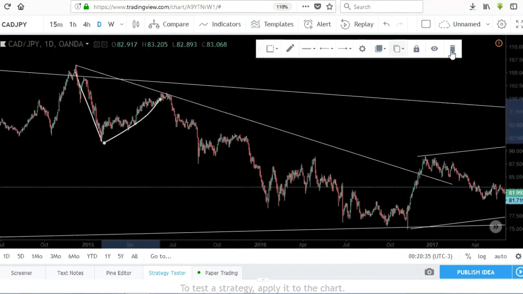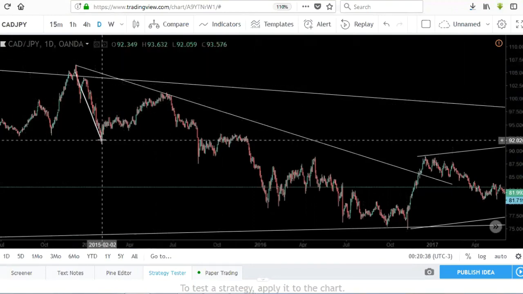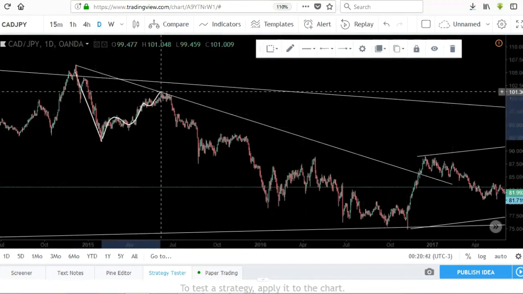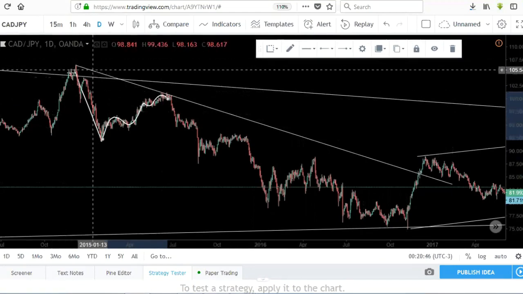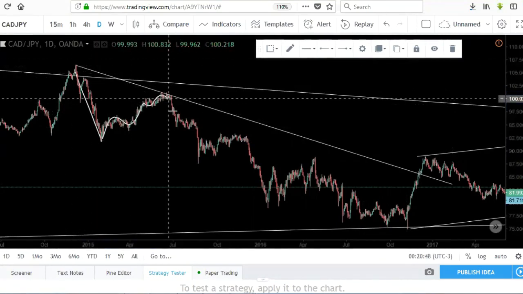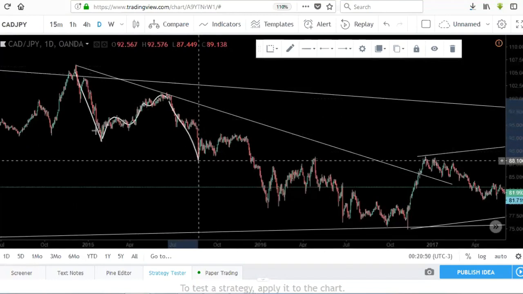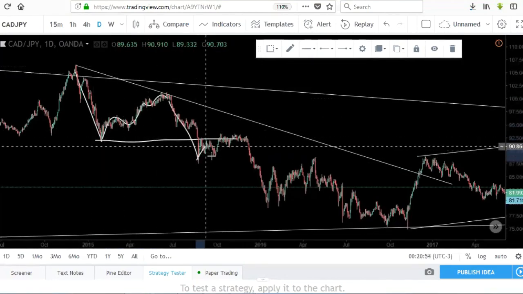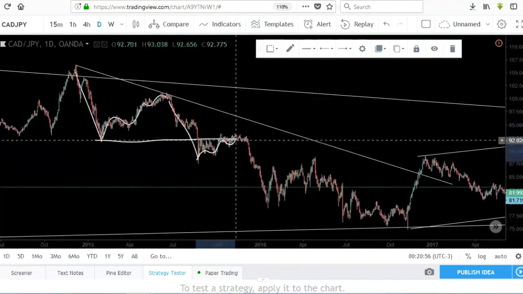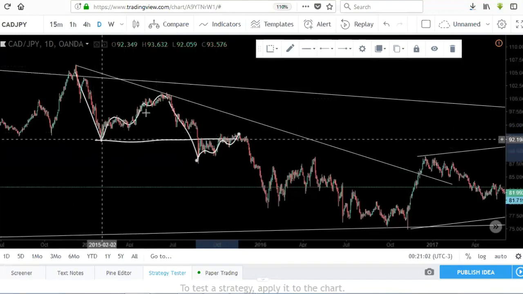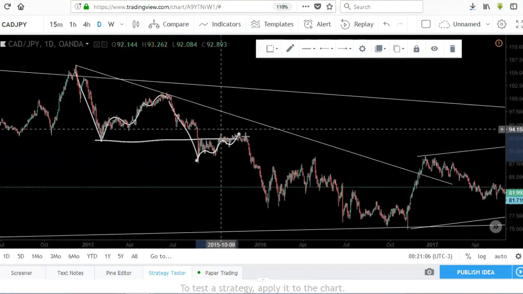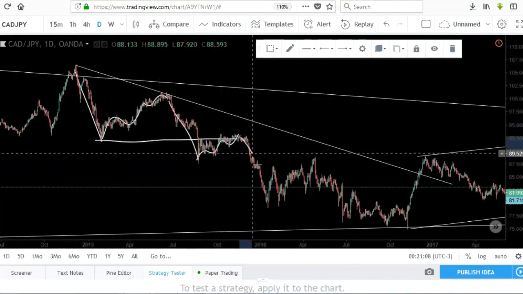Corrected upwards. It couldn't break this high. So it came down, broke the low, corrected upwards, treated this as support. This was support, as you can see. It broke it. It now turned into resistance. It treated this as the resistance, and then it broke down impulsive.